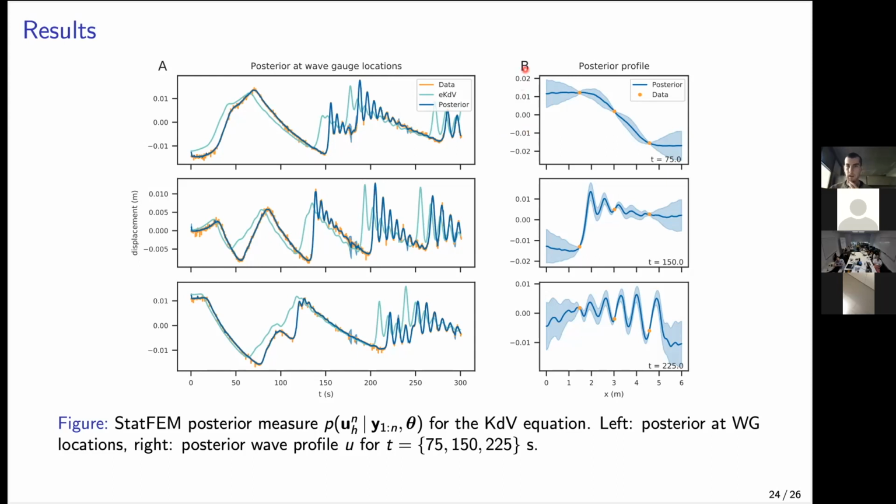And then in B here, the really nice thing we're able to do is reconstruct the wave profile inside of the tank, given only three measurements. So we observe measurements at three locations inside of the tank. And given the FEM model, so given the KdV equation model that we're using, plus this data, we're able to get this updated version of our system, our U, with an uncertainty quantification inside of the tank.